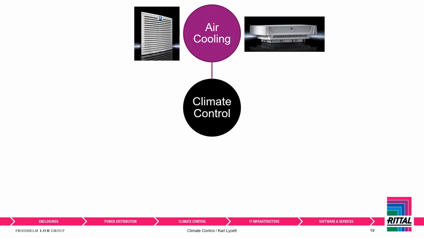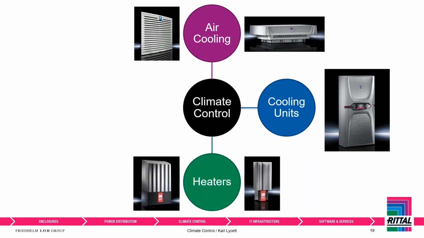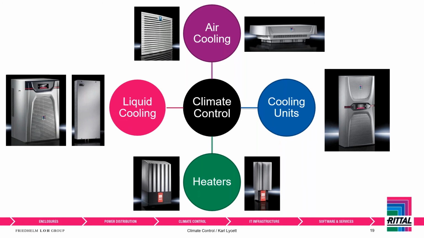Climate control is broken into air cooling, which is fans and filters, or our air-to-air heat exchangers. We then have our cooling units, where you're doing more active cooling and bringing in a refrigerant circuit. We then have heaters, for low temperatures, because low temperatures are just as bad as high. And then we have liquid cooling. It's cooling in the same manner as a cooling unit, but instead of a refrigerant circuit, we're using chilled water. I'll go into these in a bit more detail.